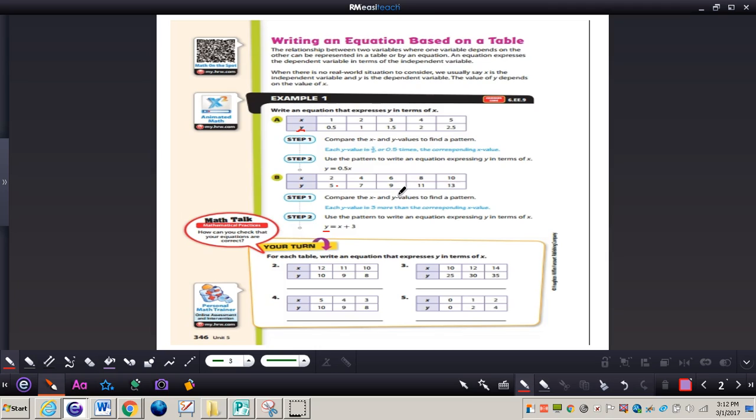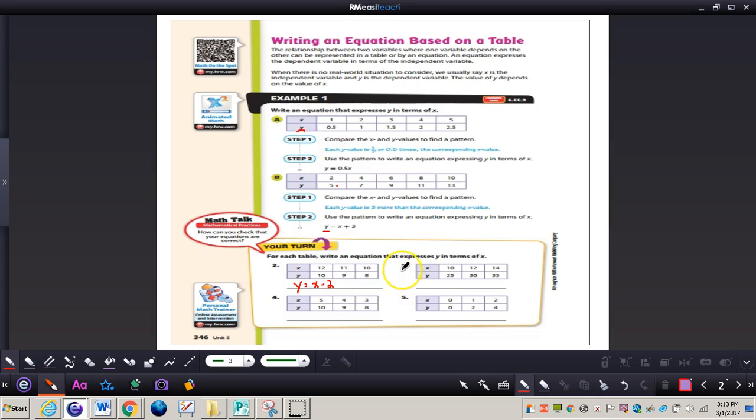So let's take a look at number 2 together. First of all, we're going to compare the x and y values to find a pattern. So 12 to 10, 11 to 9, 10 to 8. You can see 2 is being taken away from each x value to make it a y. And so we're going to have y, which is the dependent variable, equals x, which is the independent variable, minus 2. So y equals x minus 2.